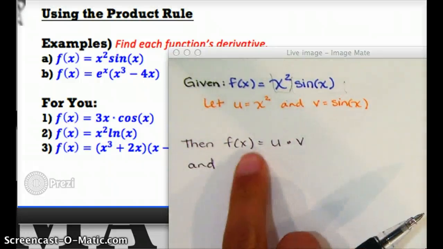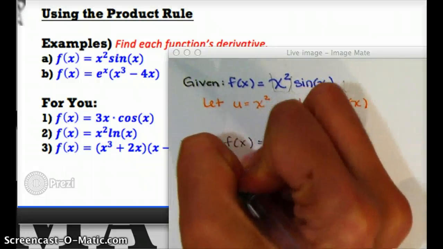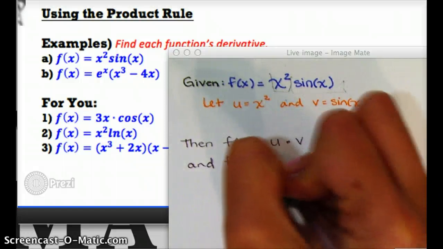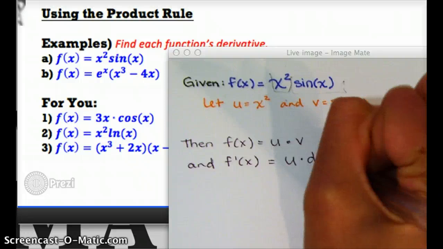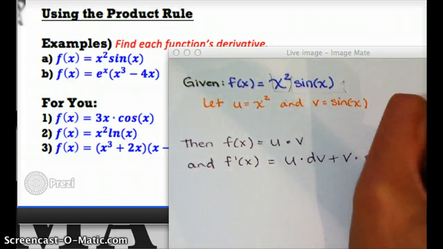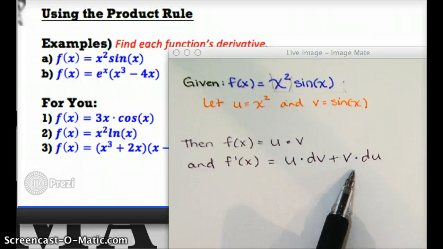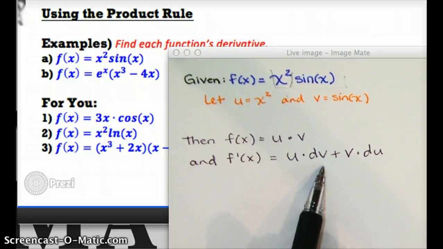And since we see that f of x is u times v, the derivative of f of x, as in f prime of x, is going to equal u times the derivative of v plus v times the derivative of u. That's just the product rule. And notice I'm using one of those alternate notations. You could have used v prime instead of dv if you want, or dv dx if you prefer.